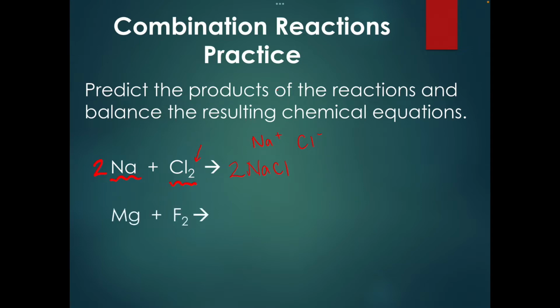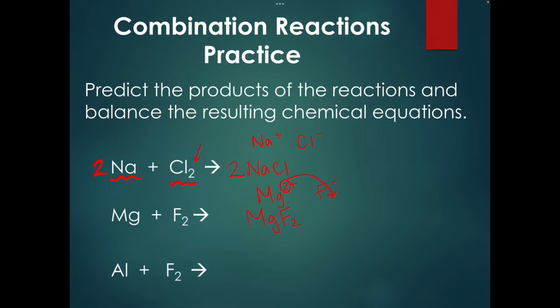Let's try another. This one has magnesium and fluorine. Again, we have 2 elements, so the only reaction they can do is a combination reaction. They're also going to make an ionic compound because magnesium's a metal and fluorine's a nonmetal. So we get their ions. Mg makes a 2+ and fluorine makes a 1-. Those charges are not equal and opposite, so we need to circle and switch. That 2 is going to go to the fluorine, so that makes MgF2. And if you look, this equation is already balanced, so we don't need any coefficients.